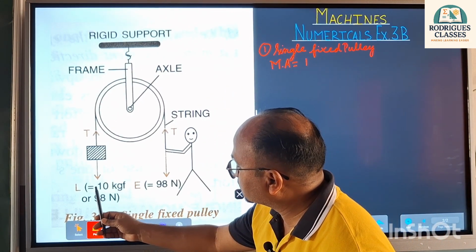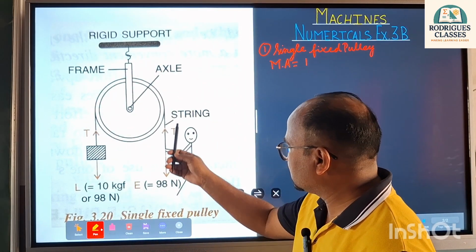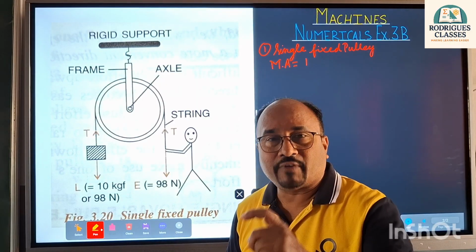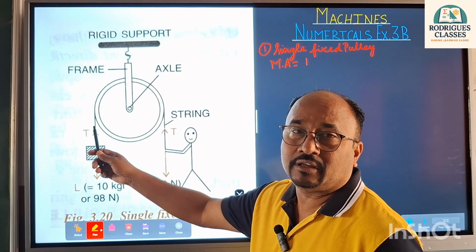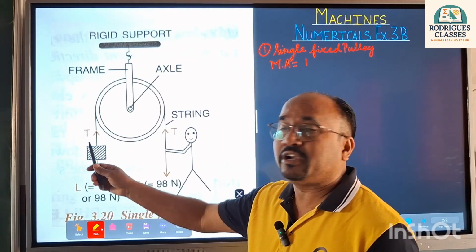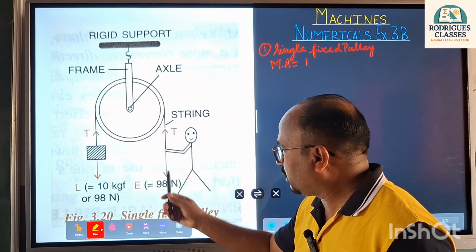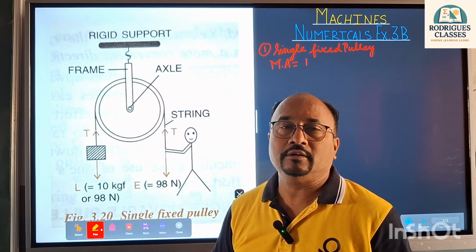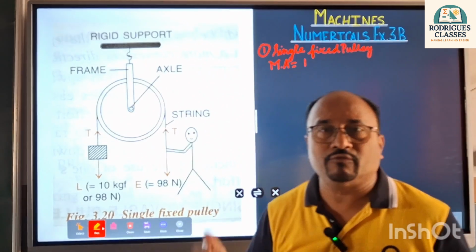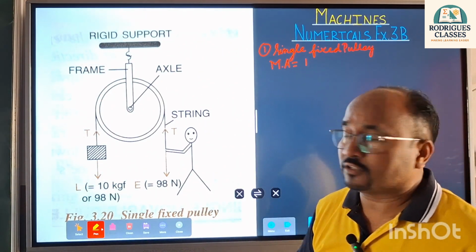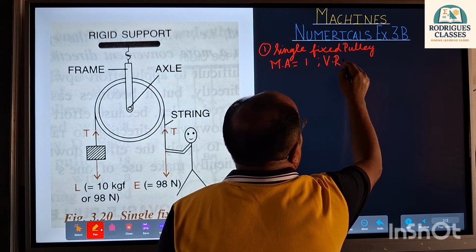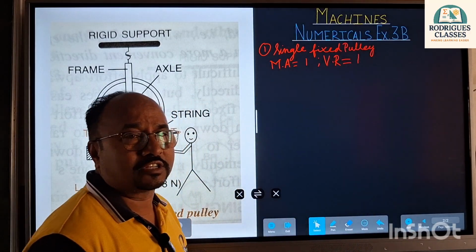So if this load is moved up, as this is being pulled down, it will be going up. As this one is going up, if I consider that this rises by 1 meter, this end of the rope will also come down by 1 meter. So if the displacement of the load is 1 meter, the displacement of the effort also will come as 1 meter. So putting in the formula of displacement of effort by displacement of load, 1 by 1, it will give us 1. So velocity ratio is also 1 in a single fixed pulley.